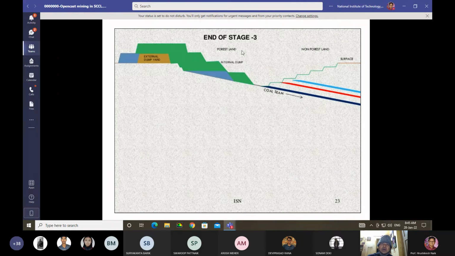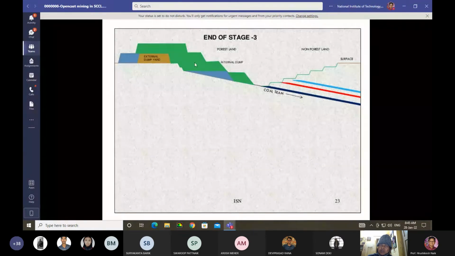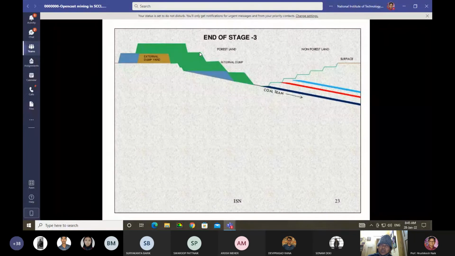These are the waste materials you have dumped here in the external dump and in the internal dump. These green colors, the benches, are waste dump slopes or waste dump benches. Means these are waste materials, which is called your spoil dump. This green is called your spoil dump.